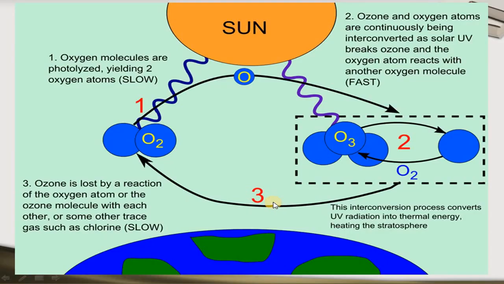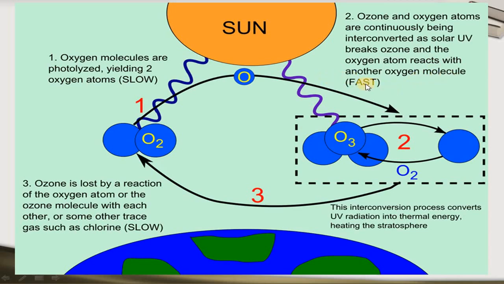In this figure, it is also explained how ozone protects the earth. The first step involves the absorption of light from the sun by the oxygen molecule. Oxygen molecules are photolyzed, which results in the formation of 2 oxygen atoms. Now these 2 oxygen atoms further interact with an oxygen molecule, and we have the formation of ozone. Ozone and oxygen atoms are continuously being interconverted as the solar UV breaks ozone and the oxygen atom reacts with another oxygen molecule.